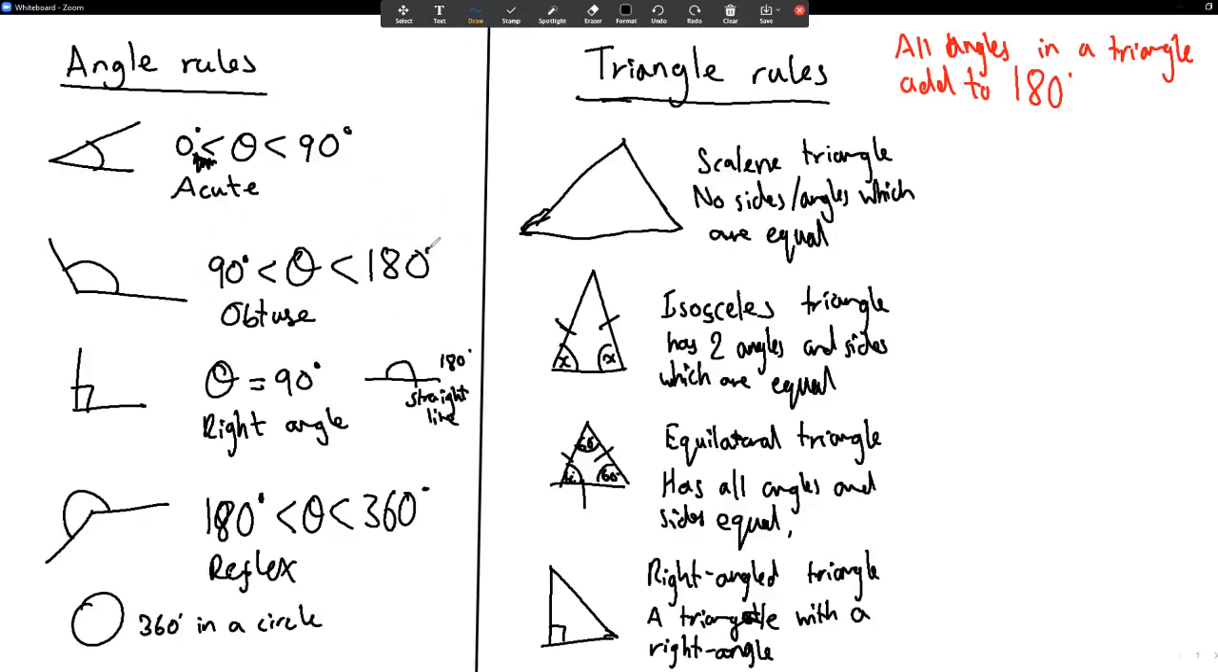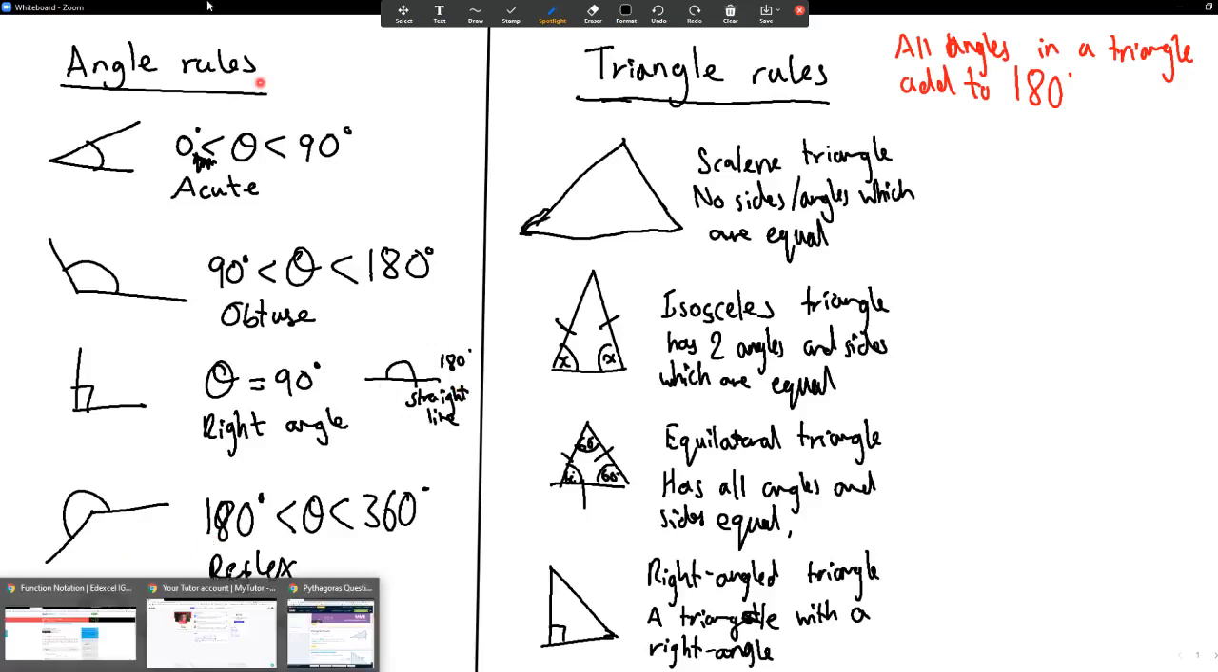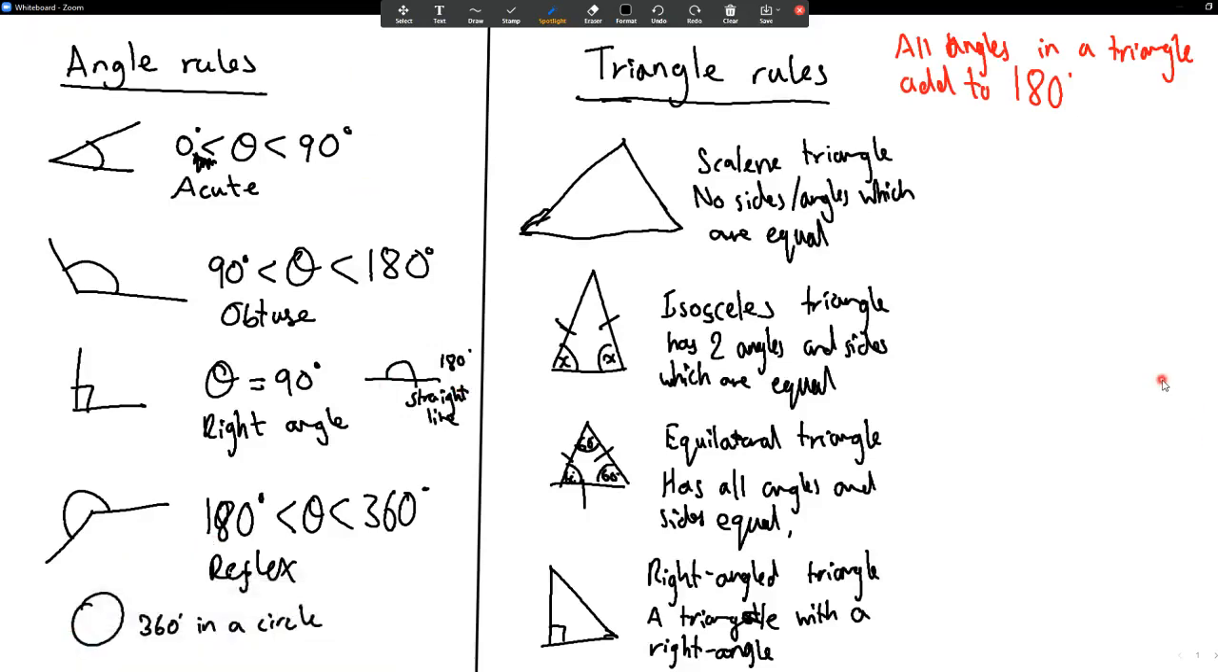That's just the degree sign there. And reflex angles are from 180 to 360 degrees. We also have special angles like the right angle, which is 90 degrees. And we also know that there are 180 degrees in a straight line, and there are 360 degrees in a circle. So, those are our angle rules.